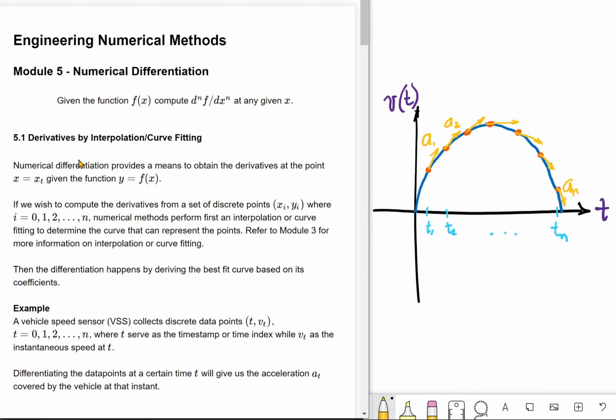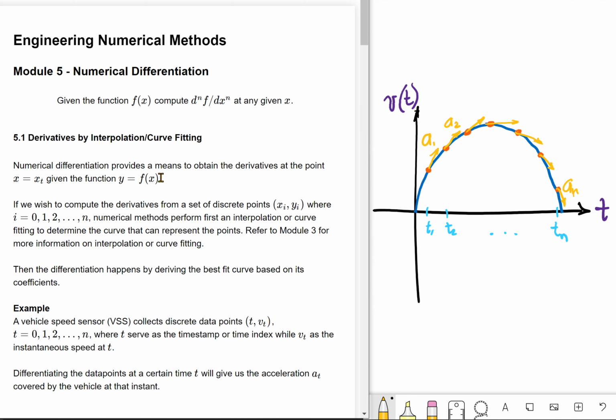Okay, so here we would like to use the differentiation by interpolation or curve fitting. So this module of the interpolation and curve fitting is actually the same as module number 3. So if you're not familiar with this, you can look at module number 3. So numerical differentiation provides a means to obtain the derivatives at the point x is equal to x of t, given the function y is equal to f of x.